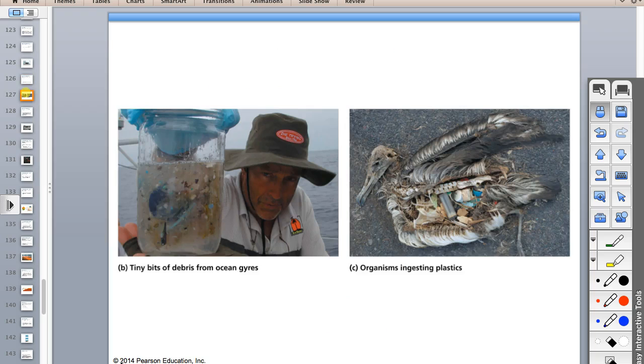So here's the floating pieces of plastic. On the left-hand side, the guy that's holding the jar, he just took a sample of the water. The water there looks like that. It is full of those little pieces of plastic. And on the right-hand side, you have the albatross. You can see, on Midway Island, which is in the middle of the Pacific near this gyre, there's just dead birds everywhere. And I'm talking about everywhere.